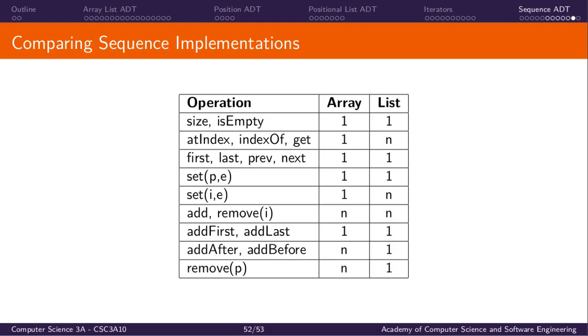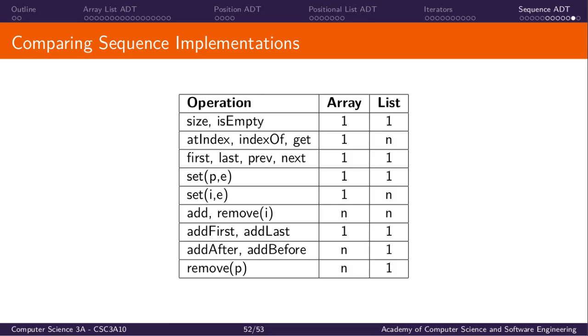Right. So if we're using an array, then we can still easily index into that, right? Because we simply index into our array at F plus the particular index that we're working at. So we can still do things like set I, E in constant time. Our add first and add last would be done in constant time. That's pretty straightforward. Our size and isEmpty for both of these will be in constant time.